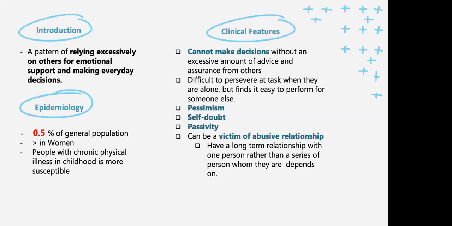Because of these features, people with dependent personality disorder can often be victims of abusive relationships because they depend on the abuser and they feel that they cannot survive without the abuser. They also tend to have a long-term relationship with one person rather than a series of persons whom they depend on.